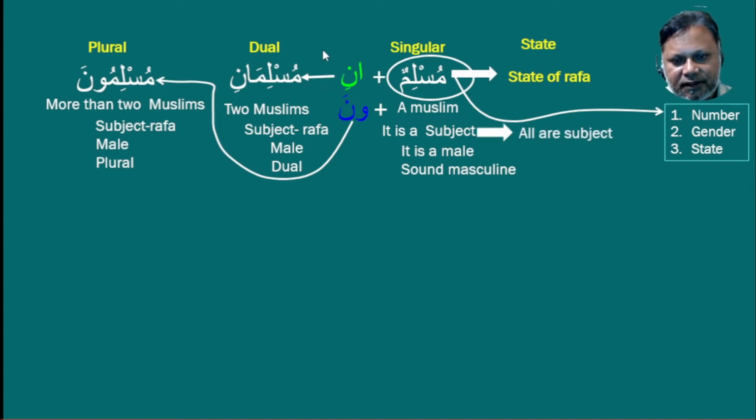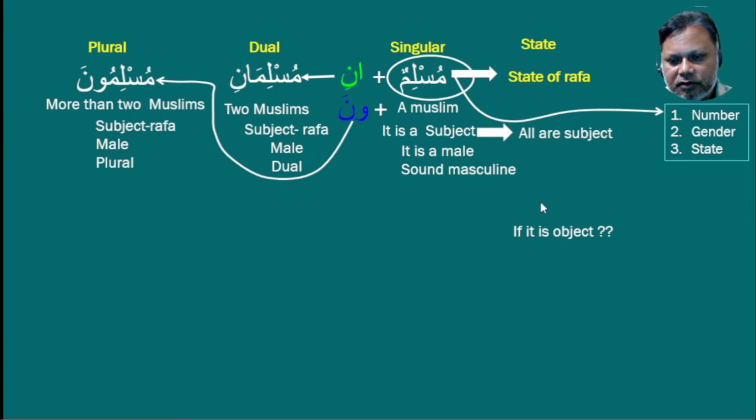These all are subject. Before, we knew that in Muslimun the double dhamma indicates the state of rafa. But today we understood that the last markers ani and una also indicate a state of rafa. Muslimani, this is the state of rafa in dual, and Muslimuna, this is also a state of rafa in plural.